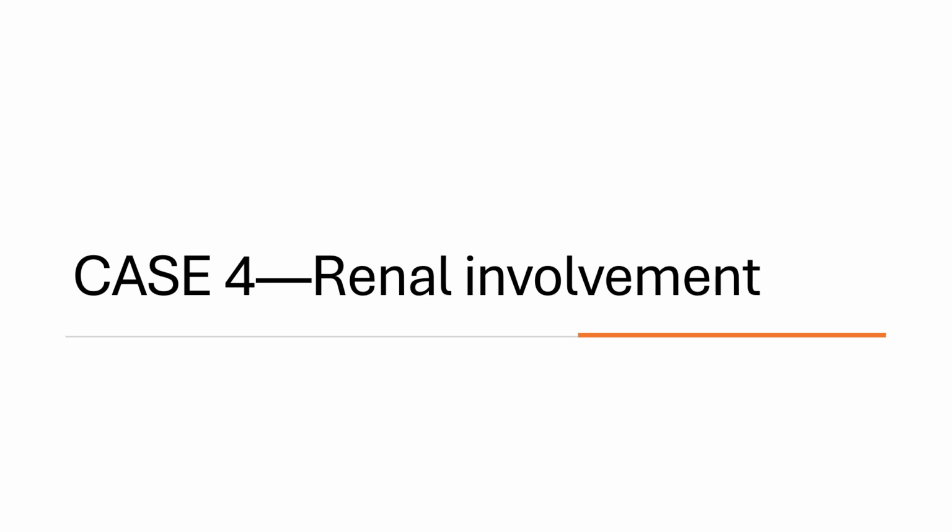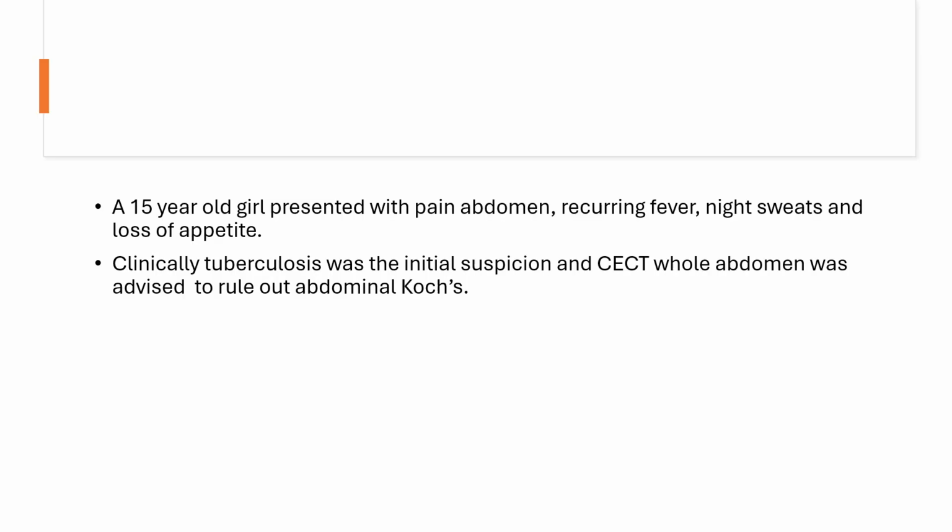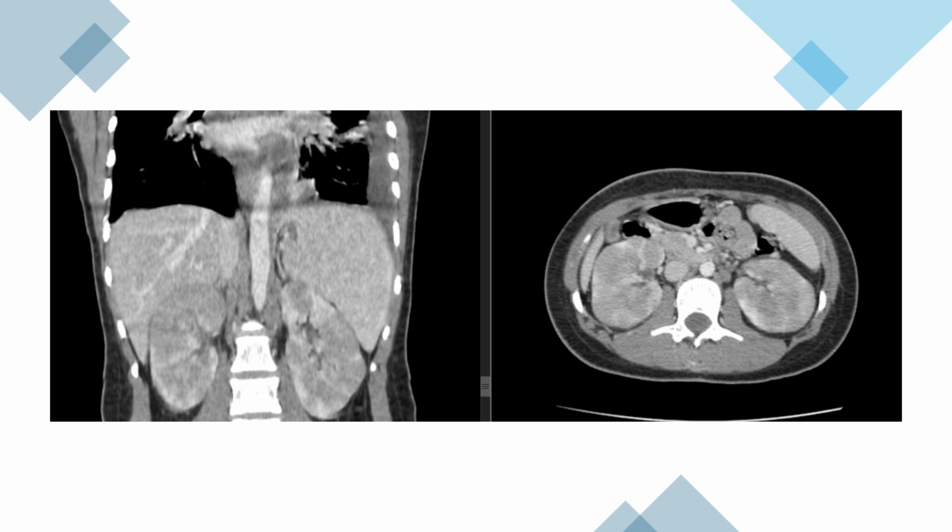The next case that we're going to study is showing renal involvement. A 15-year-old girl presented with abdominal pain, recurring fever, night sweats, and loss of appetite. Clinical tuberculosis was our first suspicion, and CECT whole abdomen presented a different picture. On CECT images, we can see in the axial and coronal images that there are multiple hypoenhancing, hypodense lesions in the cortex of both the kidneys. So this is also one of the presentations of lymphoma, and it was a completely unexpected case. So lymphoma can present in any form in any age group.